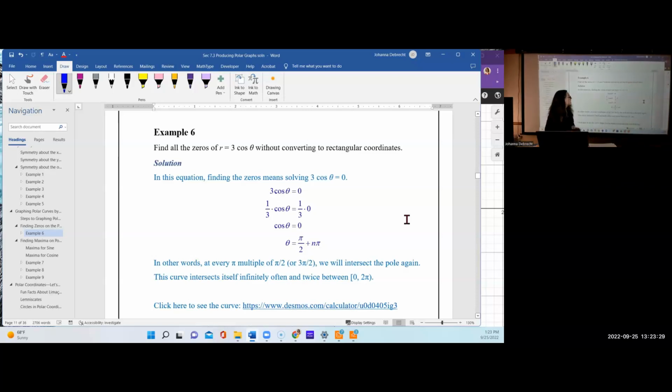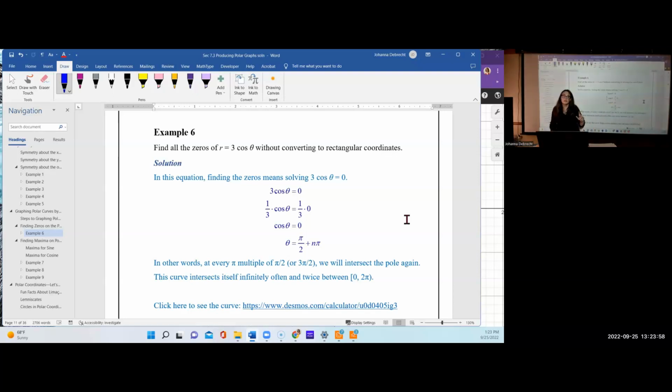So here's an example of one. This is number 6, r equals 3 cosine of theta. And we want to find where it hits the pole, at what angles, without converting this back to rectangular. We want to be able to stay in polar coordinates. So to find the zeros, we set the equation r equal to 0. So we have 3 cosine theta equals 0. Then we divide both sides by 3. So we get the cosine of theta is 0.